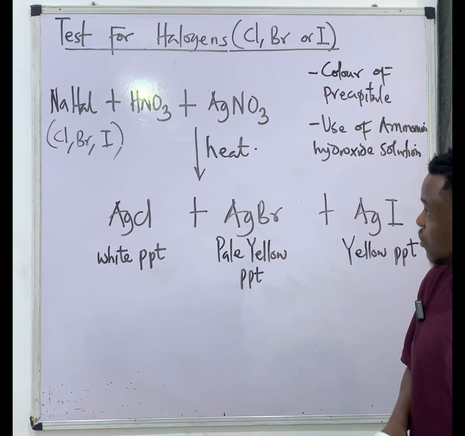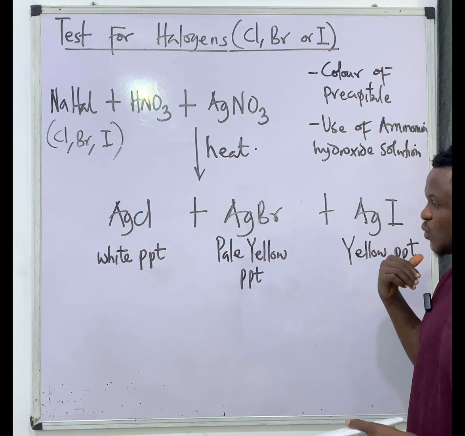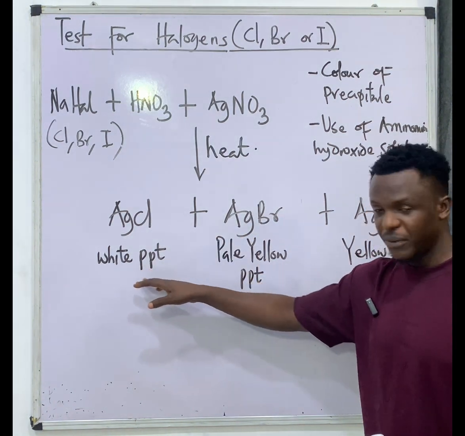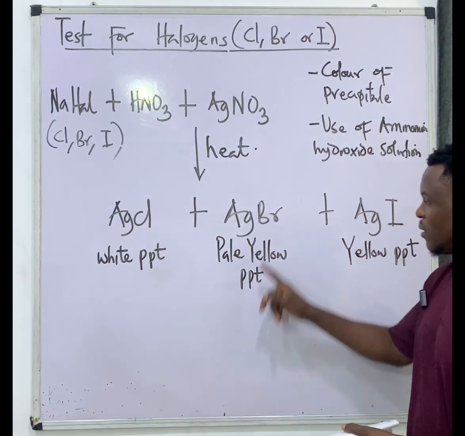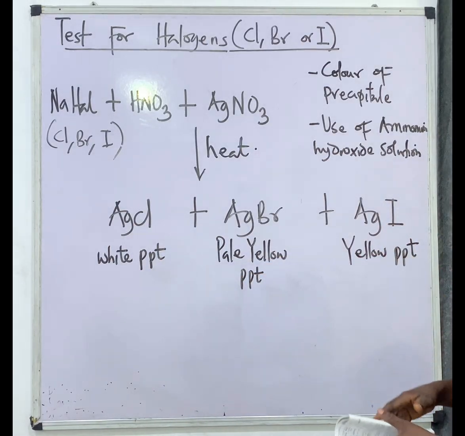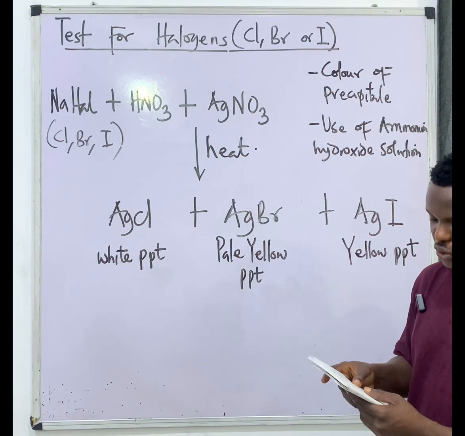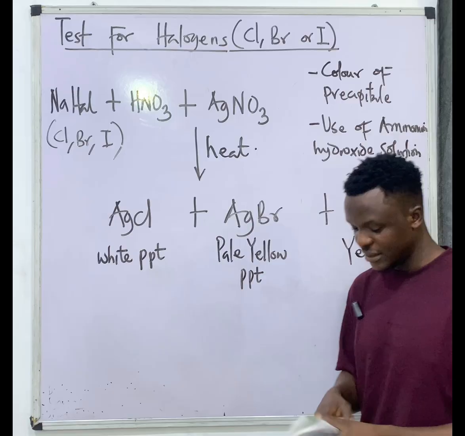Like I told us, two things can help us identify which type of halogen is present. The first one is the color of the precipitate. If chlorine is present, white PPT. If bromine is present, pale yellow PPT. If iodine is present, yellow PPT. So the next thing we're going to use is solubility in ammonium hydroxide.